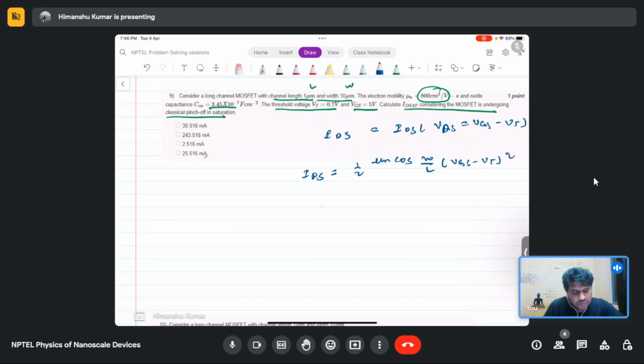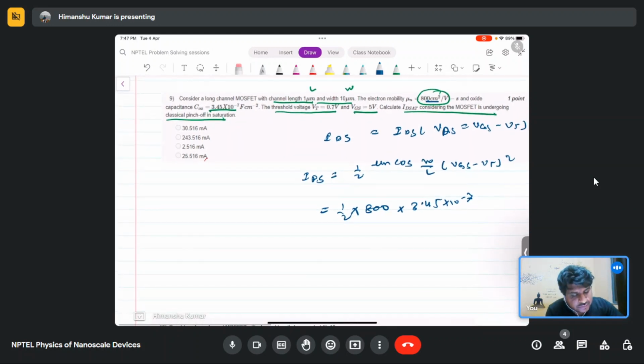If we put in the values, mu n is given as 800 centimeter square, and Cox is given as 3.45 into 10 to the minus 7. All units are in centimeters. While solving in the exams or any other GATE exams, please pay attention to these units. This centimeter unit should always be the same. Otherwise, you will get an order of magnitude difference in your answers.